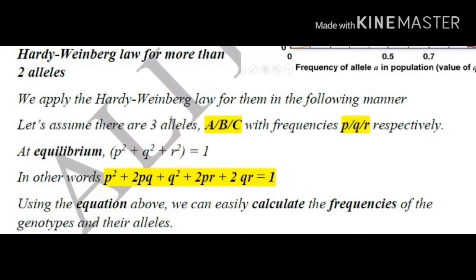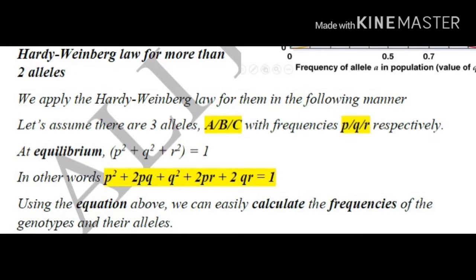Now, let's just recall that when we were talking about 2 alleles, A and B, the equation was as follows. P plus Q, squared, is equal to 1. And the expansion was P squared plus 2PQ plus Q squared. So what I want to mention here is the fact that we are simply expanding, or we are simply adding to this equation. We are not removing anything. Now, using the equation present above, we can easily calculate the frequencies of the genotypes and their alleles.